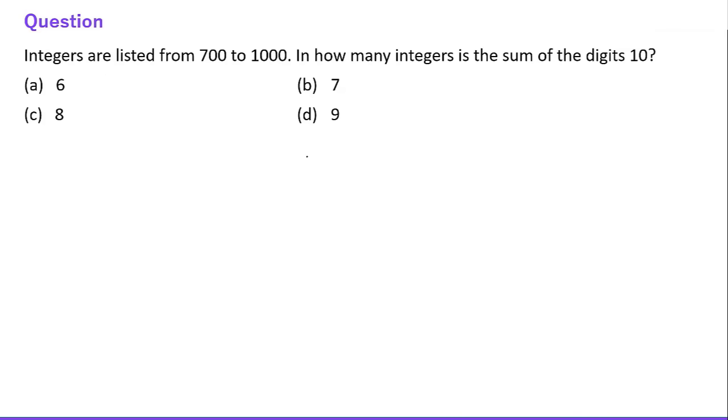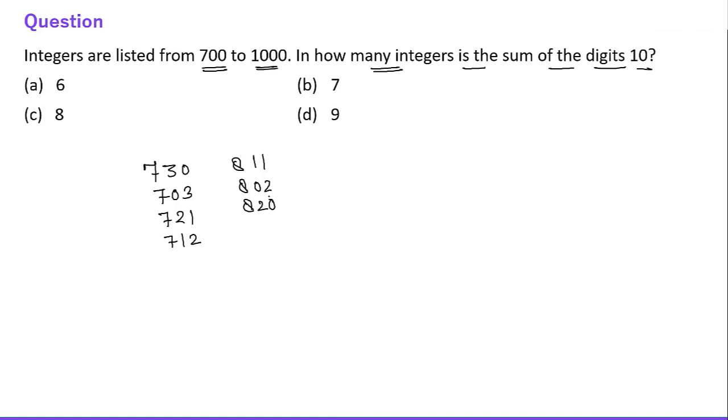After that, question is saying integers are listed from 700 to 1000. In how many integers is the sum of the digits 10, right? Okay. So 700 to 1000, fine. So 7 plus 3, 10, fine. So 703, right? 721, fine. 7 plus 3. Now complete, fine. After that, just talk about 800 to 900. So 8 plus 2, so 811, 802, 820, right? And then 9, so 910 and 901, fine.